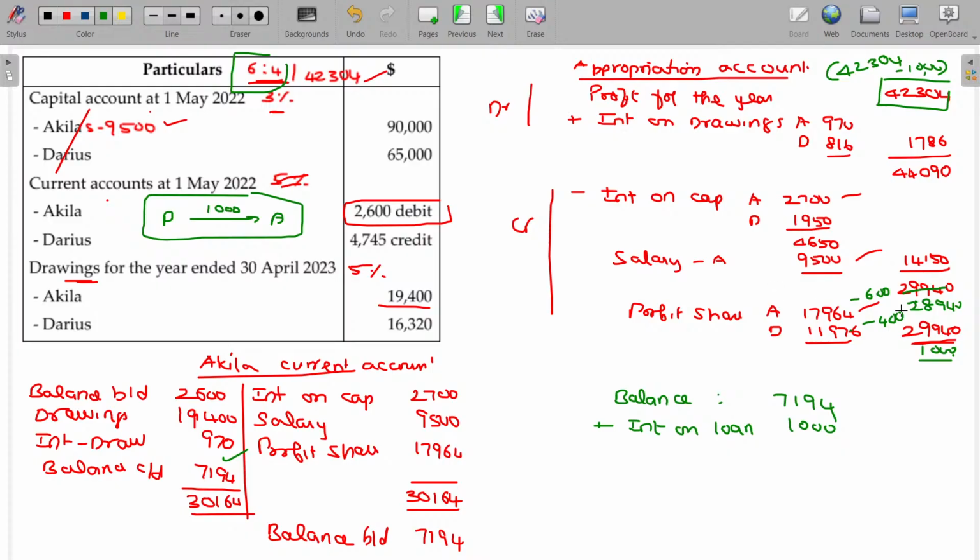In that 1000, A's amount to be reduced is 600. So, minus reduction in profit share being 600. Then the ultimate value here being 7594. Clear? This is a rectification of error, a correction of error. Clear?